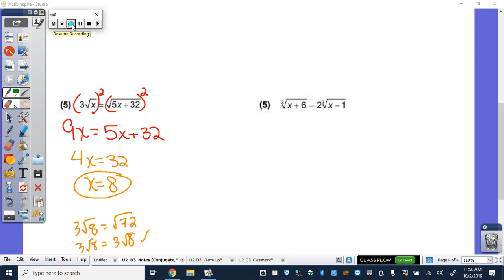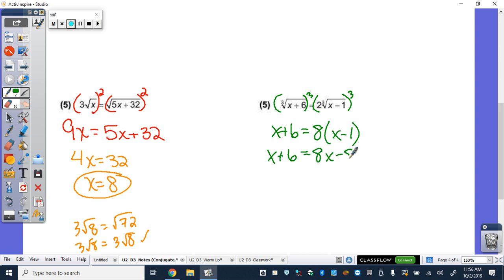All right, and then our last one there, second number 5, looks a lot like the first number 5. So what should we just do? Cube both sides. Remember to actually cube that 2 first, so it does become 8. And I put the x minus 1 in parentheses because I would have to multiply that 8 times both the x and that minus 1. So we get 8x minus 8 over there on that right side.